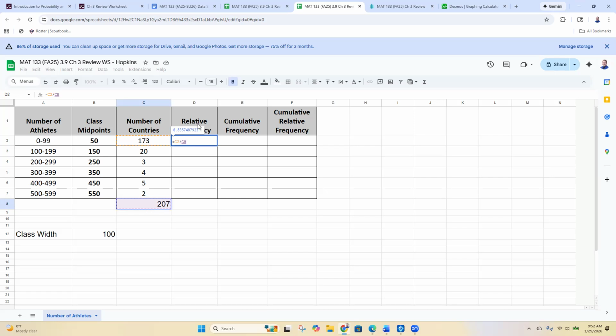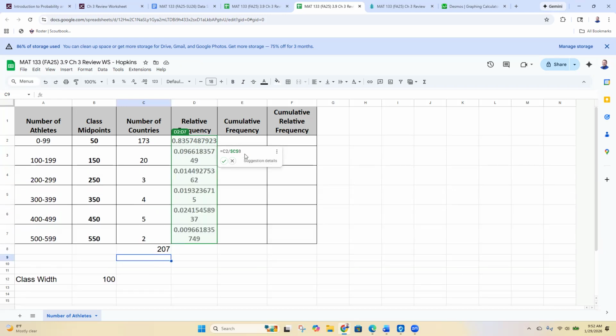Okay. So if I just do equals C2 divided by 207, when I redo this report, I'm going to have to redo all my formulas, okay? Unless I use cell references. And so I can't just do C8, because when I copy this formula down, it's now referencing cell C9 and there's nothing there. It's trying to divide by zero instead of divide by 207.